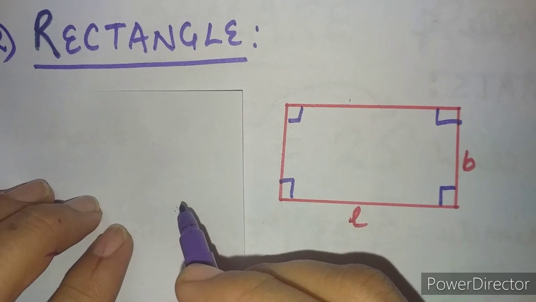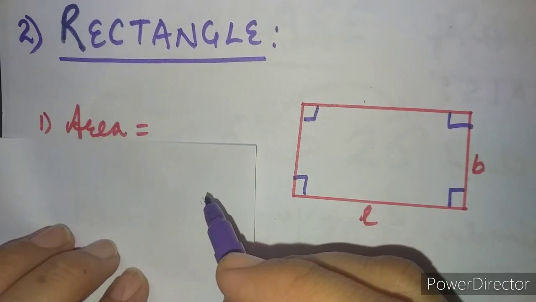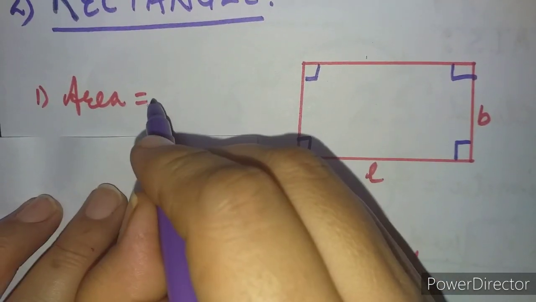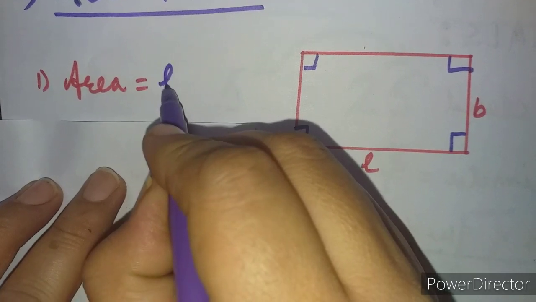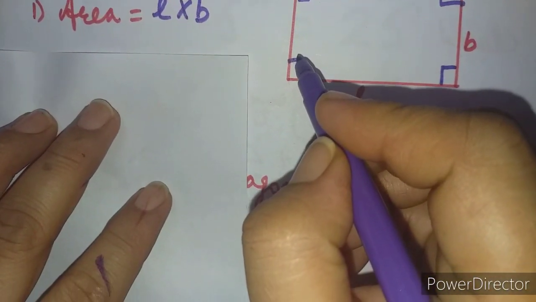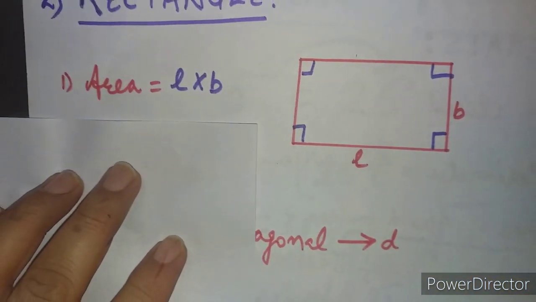Now let us talk about its area and perimeter, right? So first of all, what about the area of this rectangle? Area of this rectangle is nothing, all of you already know. It is simply length cross breadth. Okay, not a new formula for you. Length cross breadth only, right?